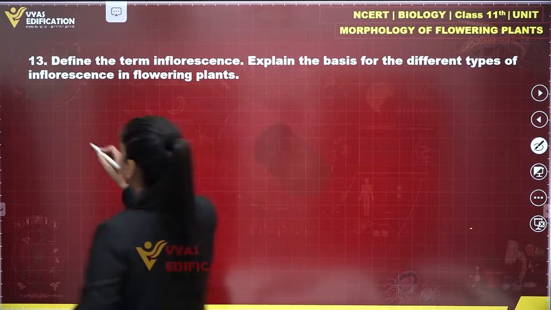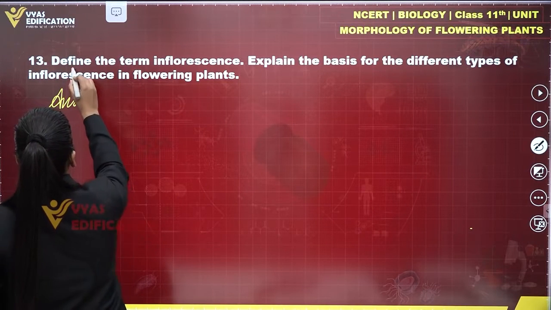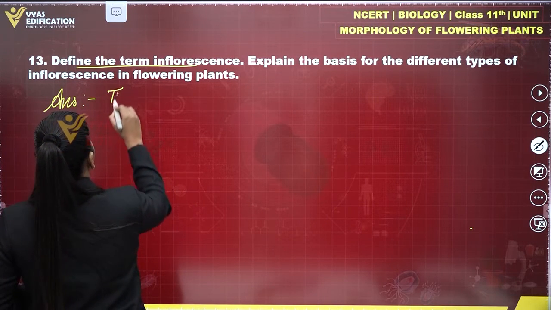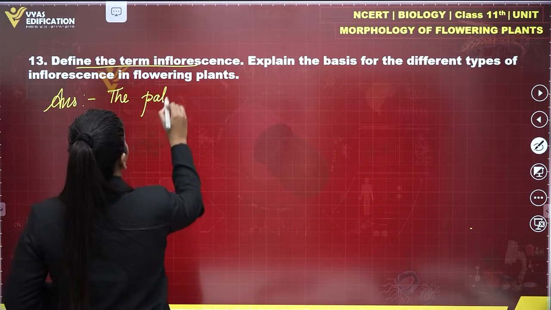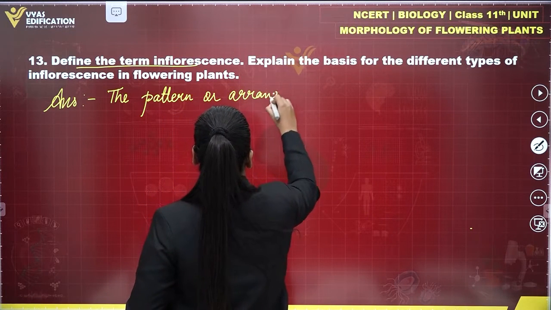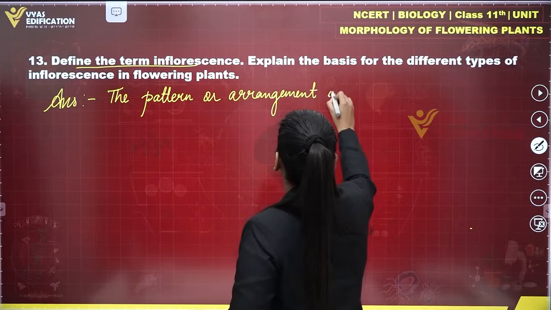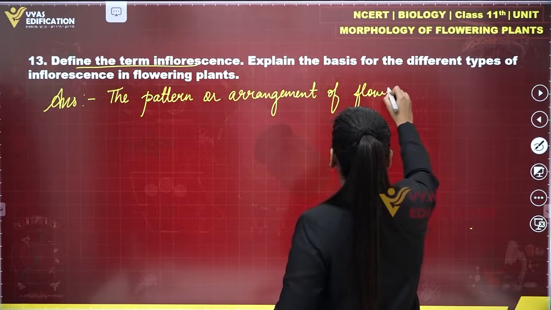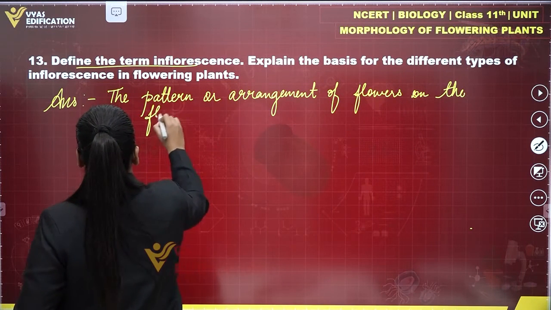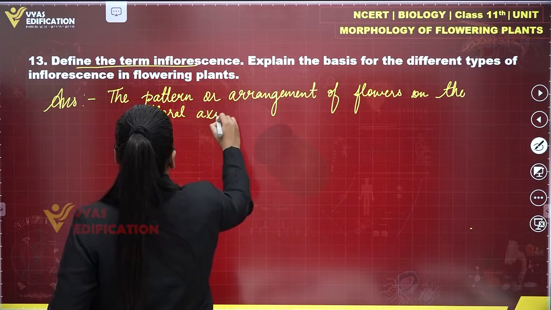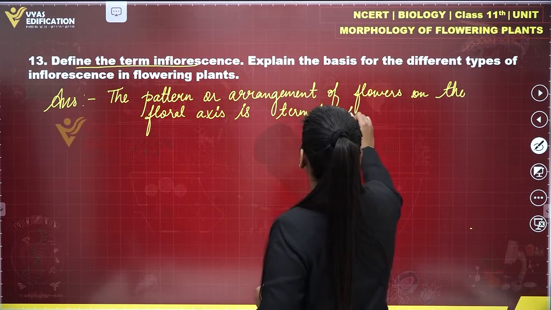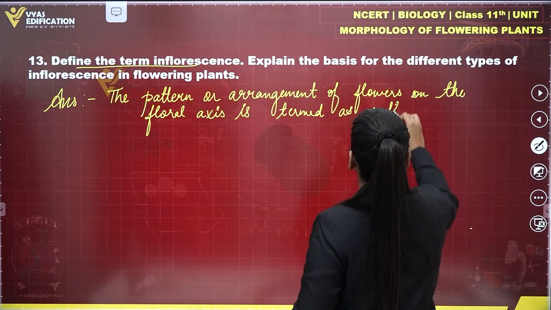So this is the basis of classification of inflorescence. Now let's write the answer of question number 13. First of all, we have to define the term inflorescence. Simply it means the pattern or arrangement of flowers on the floral axis is termed as inflorescence.